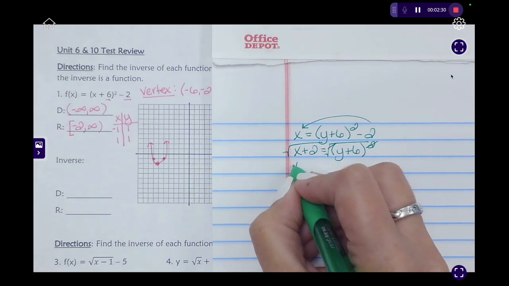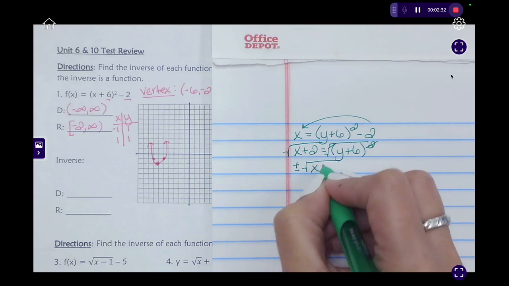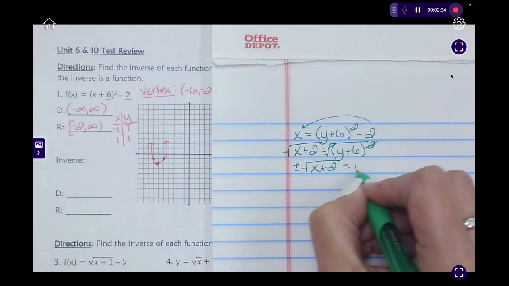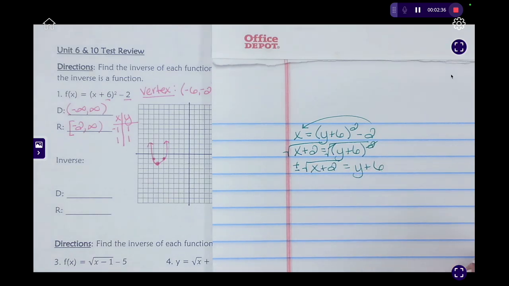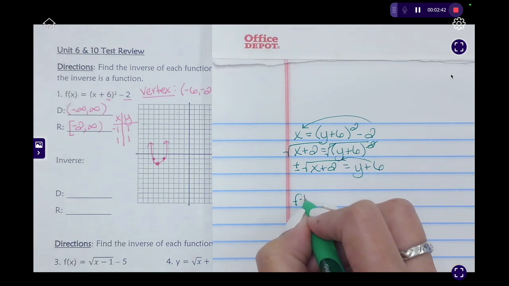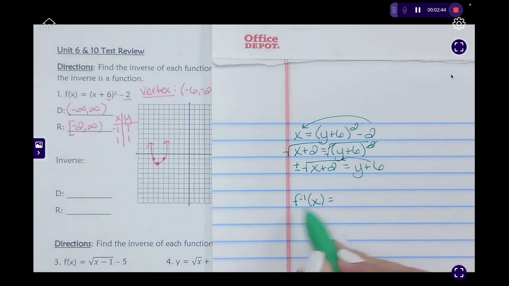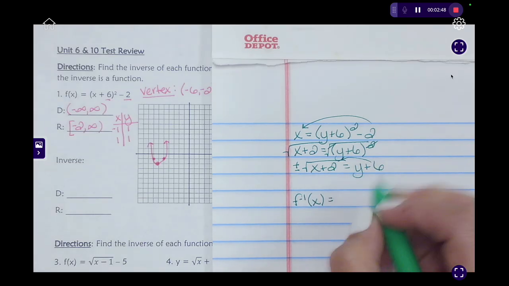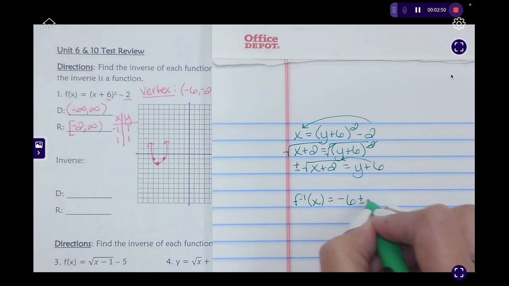So this leaves me with plus or minus the square root of x plus 2. And on that side, I just have the y plus 6. I still have to continue to get y by itself, so now I need to move that 6 over. When I write it, I'm going to use that function notation, the inverse, f inverse of x. And then that positive 6 becomes a -6 on the other side.